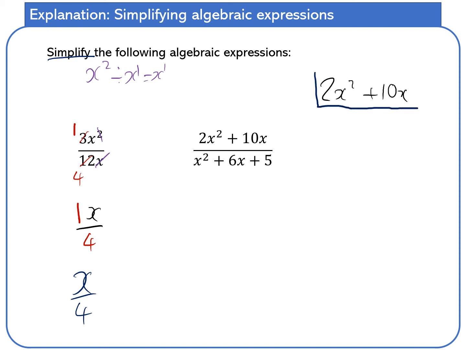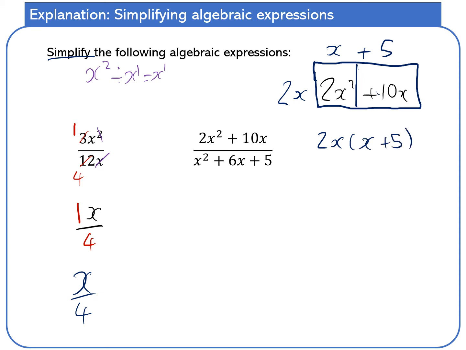So we box that up, split that up. What goes into both sides? 2 and x. We need to factorize fully for this to work. 2x times x is 2x squared. 2x times 5 is 10x. So that gives us 2x, x plus 5. And that will be our numerator.